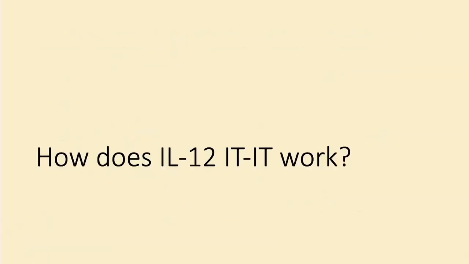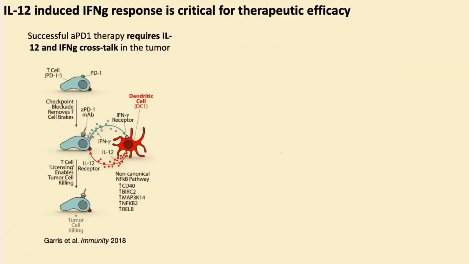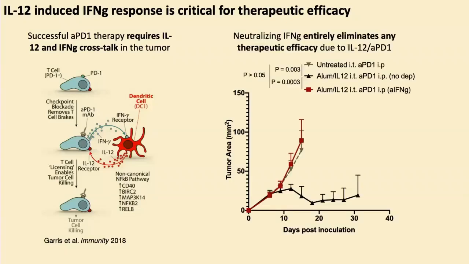Okay. So how does it work? So a while back, Mikhail Tate published this nice paper showing this positive feedback loop between dendritic cells and T cells, where T cells secrete interferon gamma, which activates dendritic cells, which secrete IL-12, and back and forth. So an obvious thing to do would be to see if we needed interferon gamma for our efficacy. And we did, absolutely. If we add anti-interferon gamma antibody systemically, it's as if there's no therapy at all. The tumors grew out as if we had done nothing. And this is with alum IL-12 and anti-PD.